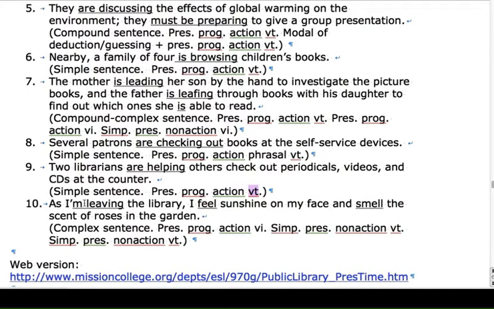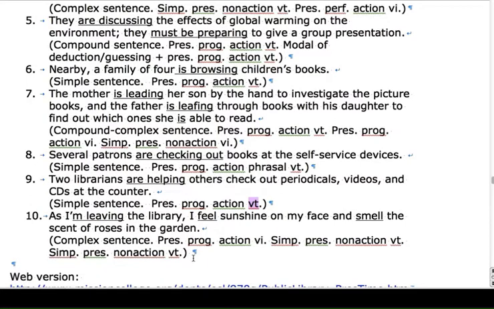As I'm leaving the library, I feel sunshine on my face, and smell the scent of roses in the garden. Wow, that's nice. That's a complex sentence. A complex sentence has a dependent clause and an independent clause. Let's see what order it's in this sentence. As I'm leaving the library, that's the dependent clause because as is the adverb. And I feel sunshine on my face and smell the scent of roses is the independent clause.